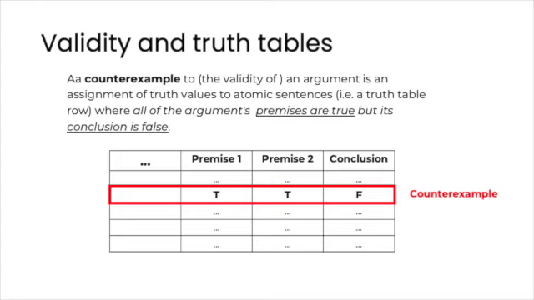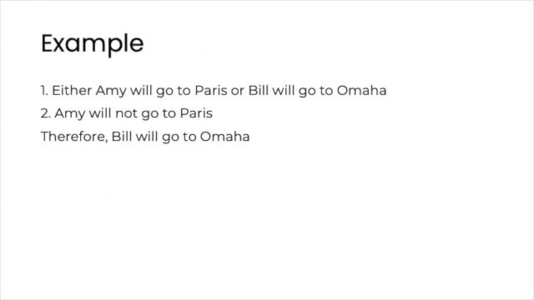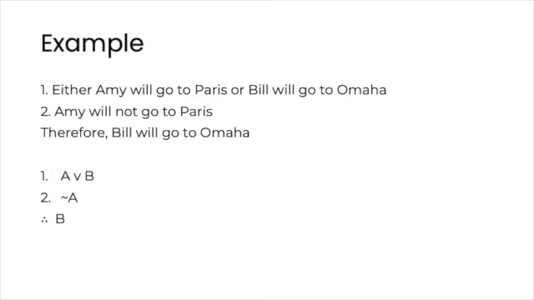Let's give an example. Take this argument. Either Amy will go to Paris or Bill will go to Omaha. Amy will not go to Paris. Therefore, Bill will go to Omaha. It seems good, at least intuitively. But let's use a truth table to check whether it's indeed valid. Symbolizing, we get this. Notice that we use three dots in place of the word therefore. The three dots then always occur before the conclusion of an argument.